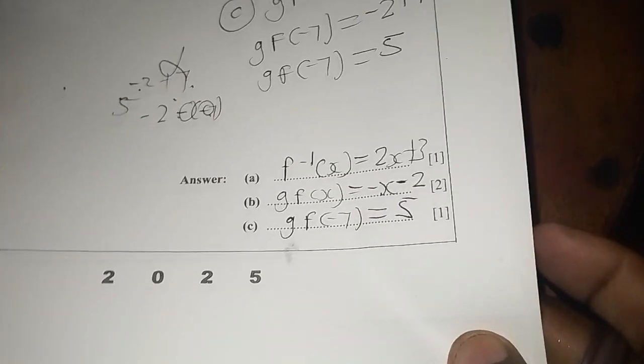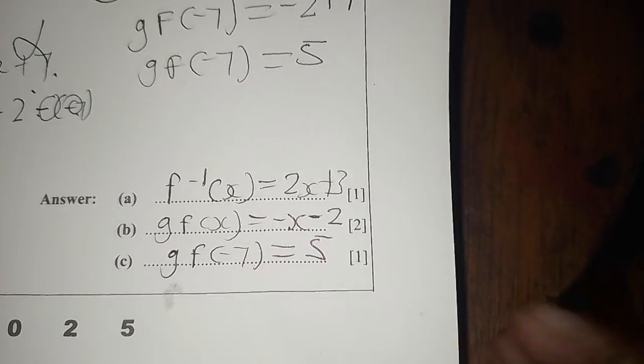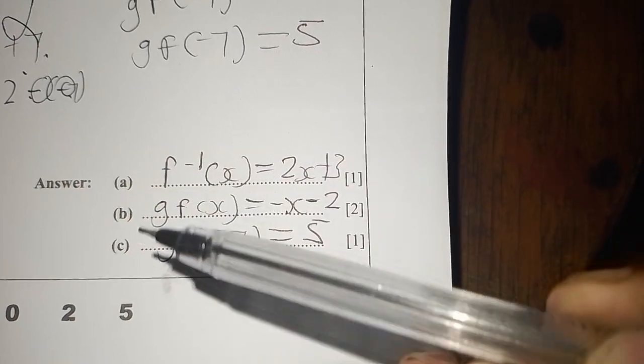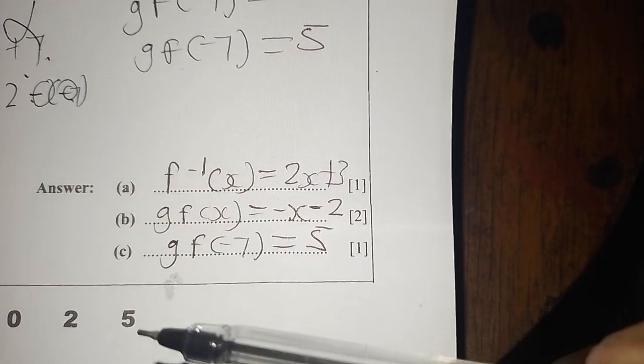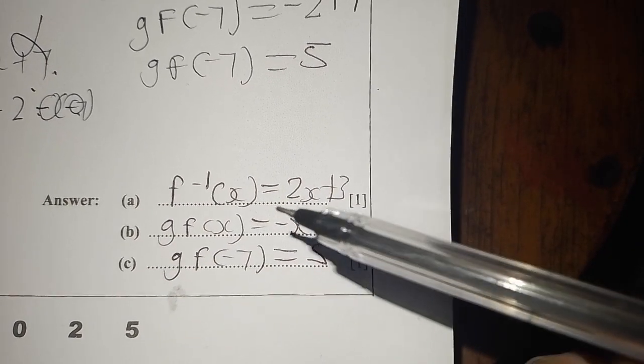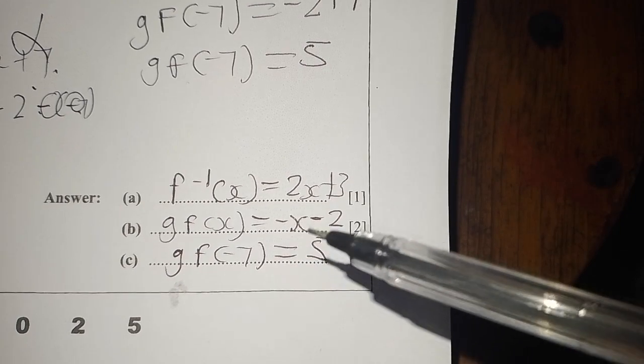Okay, I will just zoom in on the answers so that you can see them. So this is A, this is B, this is C. We have solved. This is 2x plus 3, negative x minus 2, then this is 5.